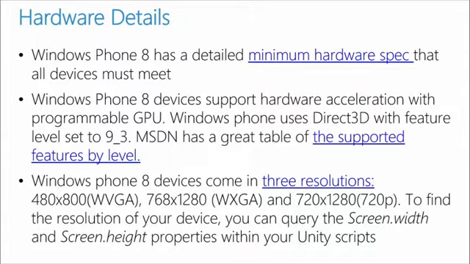A couple other things: Windows Phone 8 devices support hardware acceleration with a programmable GPU, which is really nice for us game developers. Take advantage of some extra power there. They use DirectX 3D with a feature level set to at least 9.3. We've stuck a couple more links in here, but you can take a look at a great table on the MSDN website that'll show you the features supported by each level. You can compare, make sure what you want is at that level, and then you can put that as your minimum.